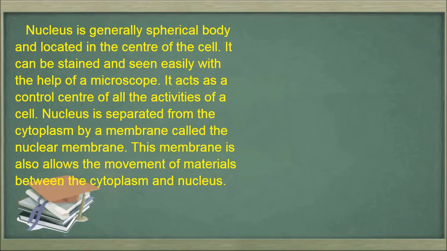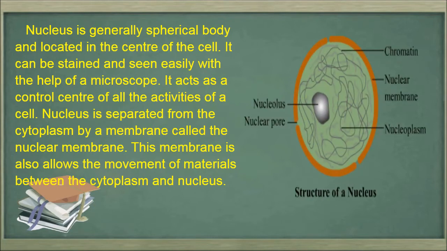Next, the most important cell organelle is the nucleus. Let us study about the nucleus. Nucleus is generally a spherical body and is located in the center of the cell. It can be stained and can be seen easily with the help of a microscope. It acts as a control center for all the activities of a cell.